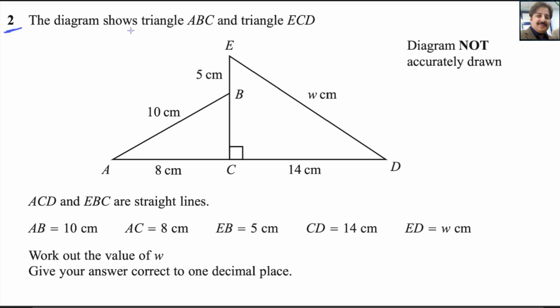In question number 2, the diagram shows triangle ABC and triangle ECD. ABC is this one, and we know that ABC is also a right triangle, and the other triangle is ECD. Some missing sides are given here, so they are already written there. Work out the value for W. We want to find W. So to find W, we must have this side CE. If we consider this triangle ACD, we could find the value of this BC. Then we can add this to 5 to get this length CE. Therefore, first of all, we will consider ACD.